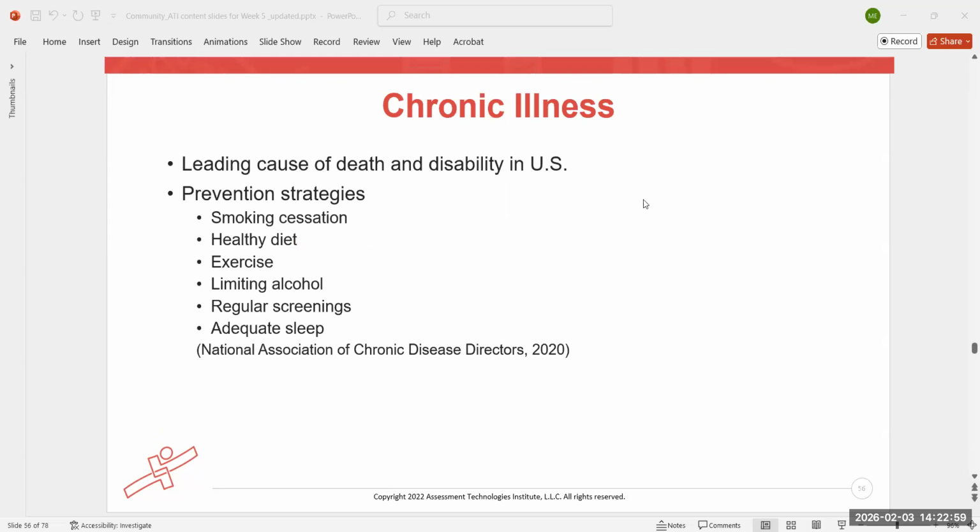Chronic illnesses are the leading cause of death and disability in the US. So prevention strategies should be in place for things such as smoking cessation, healthy diet, exercise, limiting alcohol, regular screenings, and adequate sleep.